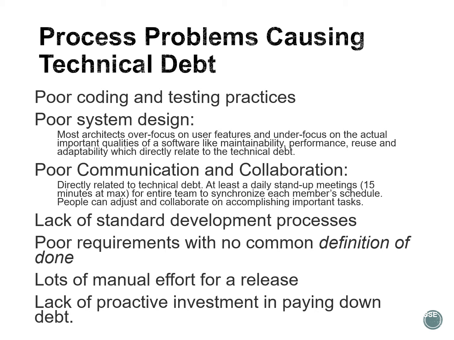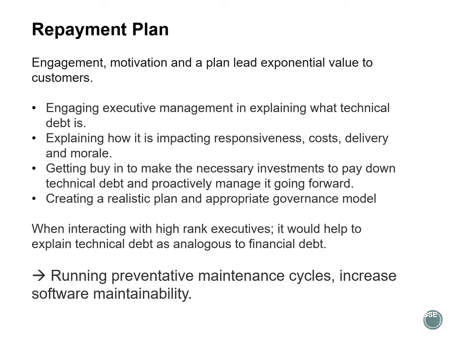Of course, there are some other things like lack of a standard development process, meaning that no one really knows who is doing what, who is responsible for what, and what we should do next. There are poor requirements and no definition of done, meaning that it's easy to get lost in the jungle of making small changes here and there, which obviously isn't very fruitful. And lots of manual effort, and lack of proactive investment in paying down the debt, meaning that we decide that we are not going to fix any of these structural or architecture issues. We just keep the system alive.